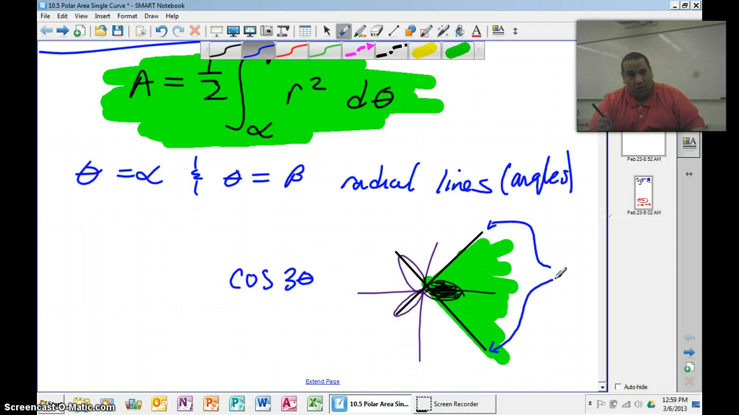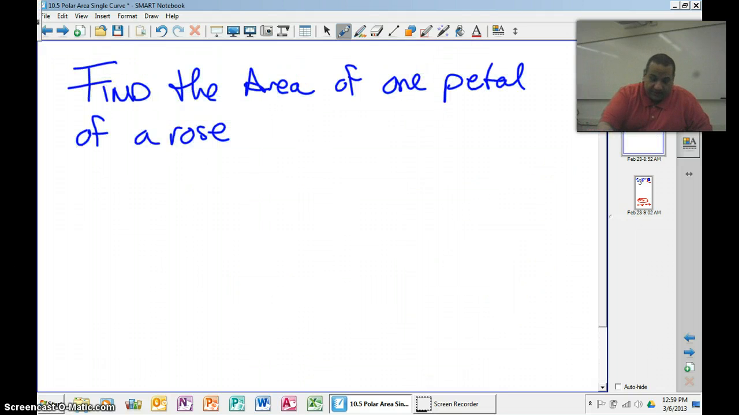Because not all graphs have 2 pi as their period. Some graphs can have pi, some graphs can have pi over 2. So we have to kind of start graphing a petal to know what its period is. So let's get started. I have an example here. Find the area of the petal of a rose, and let's do that problem. Let's do 3 cosine 3 theta.